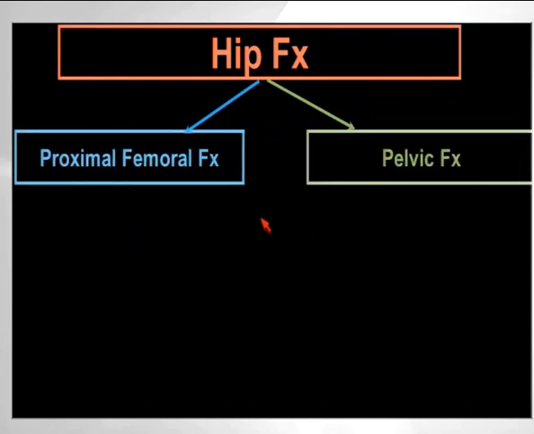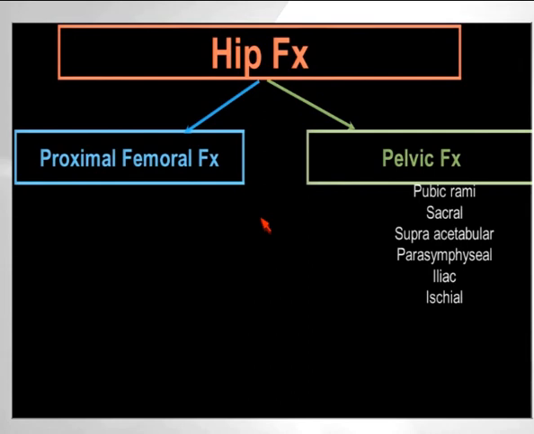Now, obviously, this is a misnomer. Hip fracture, joints don't fracture, bones fracture. But when you think of hip fracture in the emergency department, I want you to think of pelvic fractures as well. And these can be in pubic rami, sacral, supraacetabular, parasymphyseal, iliac, and ischial bones.